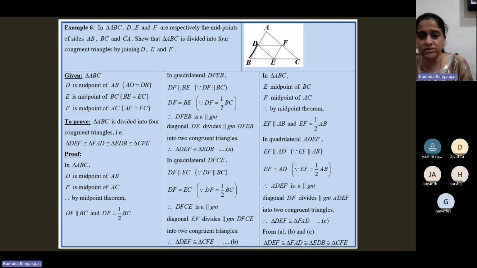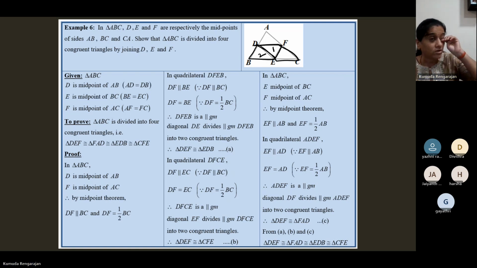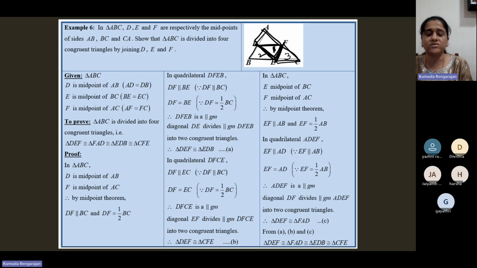So we proved that this one is a parallelogram. The diagonal divides it into two congruent triangles. Therefore, this triangle is congruent to this triangle. Now prove that this one is a parallelogram. Once you prove this is a parallelogram, this diagonal divides it into two congruent triangles. So then triangle 1 is congruent to triangle 3, or whatever. Then prove that this one is a parallelogram, so you'll get this triangle is congruent to this triangle. So 1 is congruent to 2.